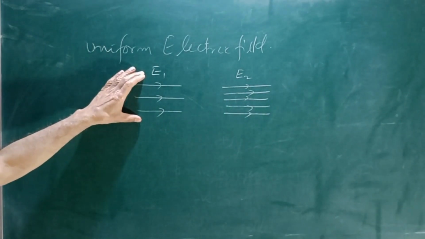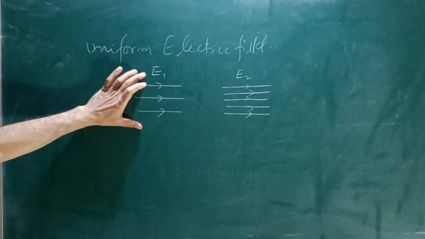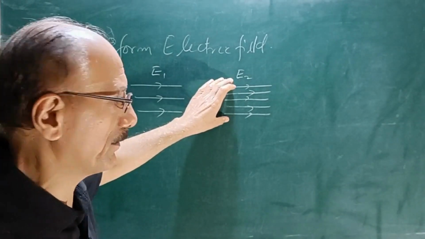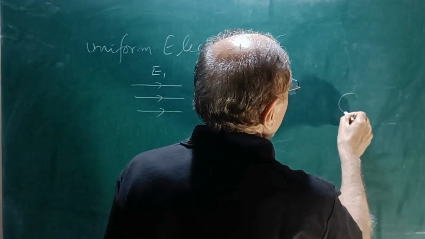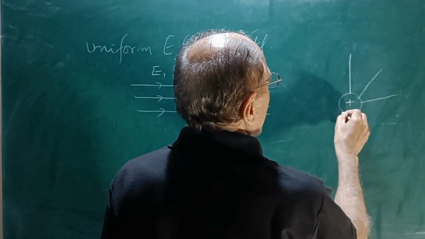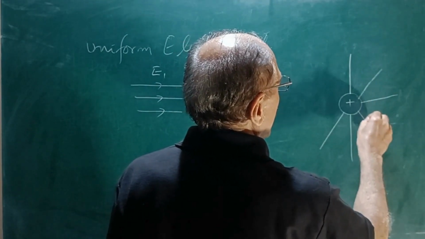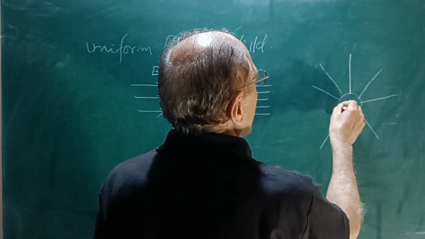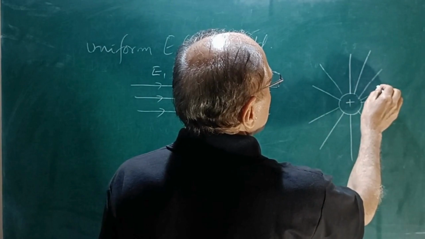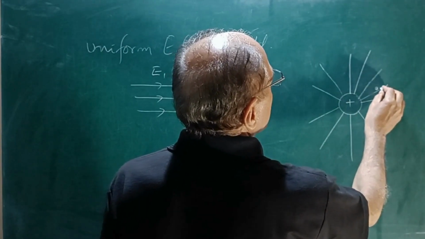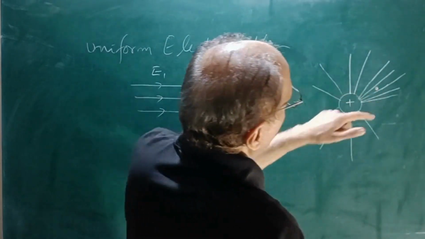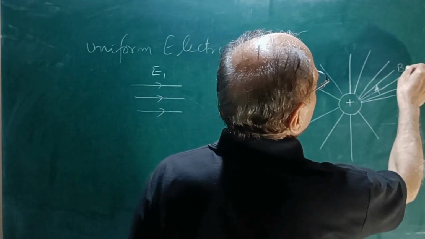Here the electric lines of force have more space between them. Here the electric lines of force have less space between them. So you can just judge it. If it is a positive charge, electric lines of force are like this. So just see, at this place, the intensity of the electric field at A and at B.